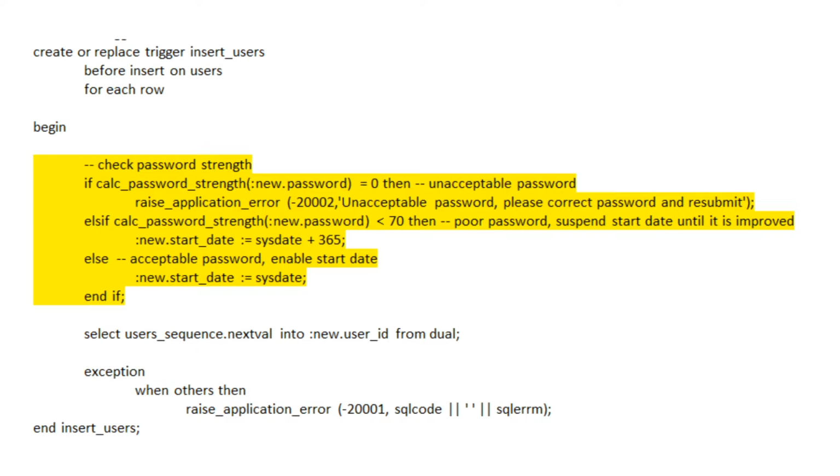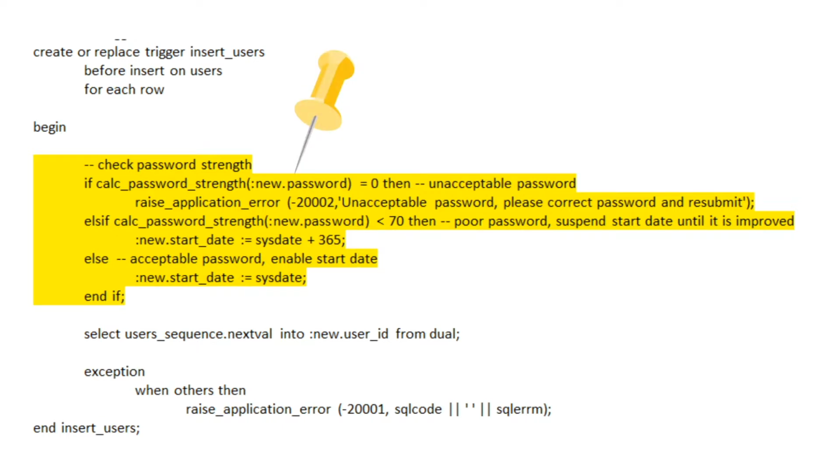For now, let's just know that the calc password strength function takes a password input parameter and returns an integer in the range of 0 to 100, describing the relative strength of that password. 100 being a very strong password and 0 being flat out unacceptable. Okay, given that background information, we should now be able to walk through and better understand the top paragraph of code in the body of our trigger.